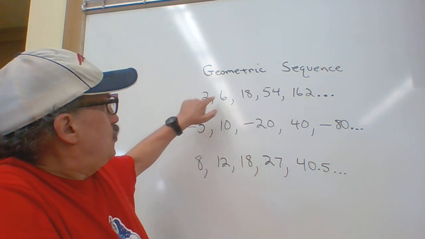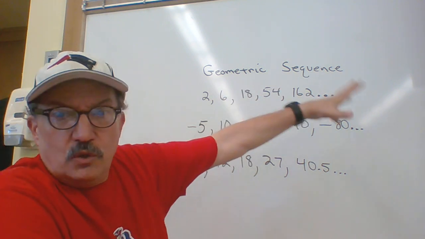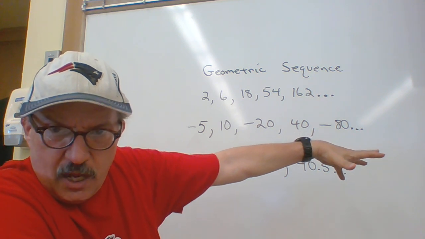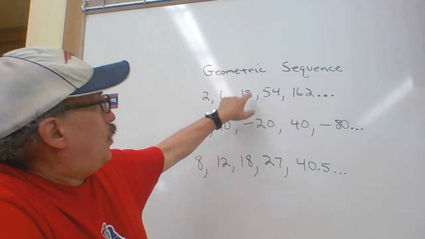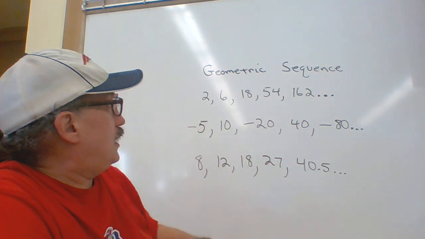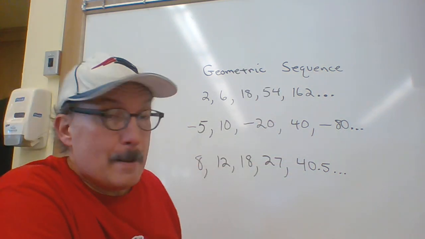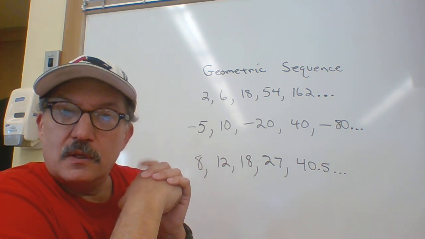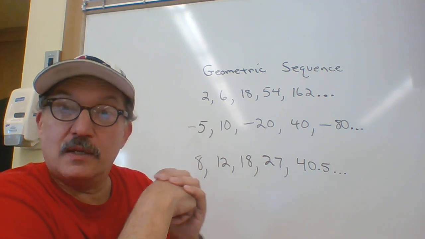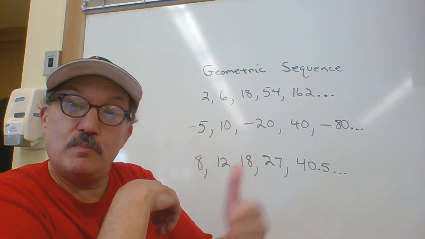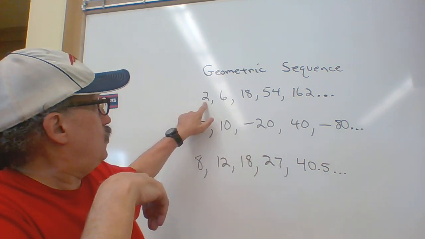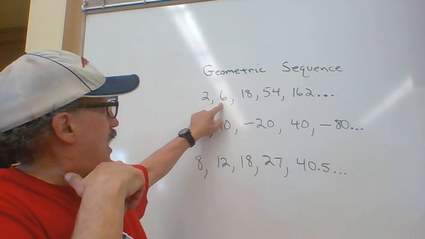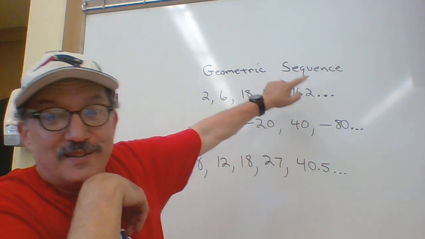The first one is 2, 6, 18, 54, 162, and so on forever. Now, obviously, those differences are changing every time. Up by 4, up by 12, up by 36. So there's something else going on here. It's not an arithmetic sequence. You should see by now that what's happening is to get the next term, you multiply by 3. Right? Start at 2. This is a sub 1. We're still calling it a sub 1. To get to the next one is times 3, times 3, times 3, times 3.